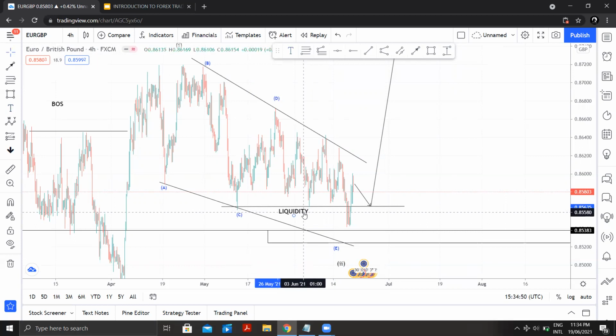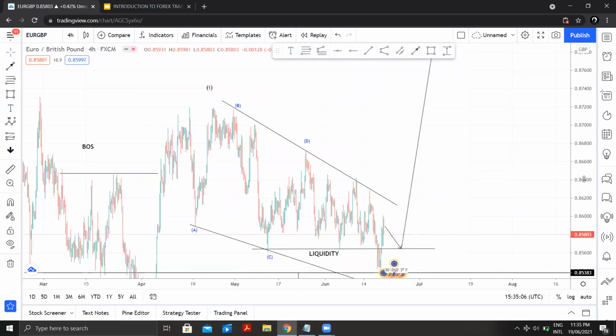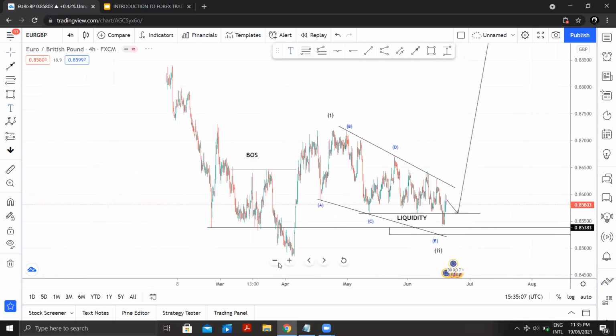We have the liquidity. Can you see this is the liquidity? This is a support, and price came down to clear the stop loss. The stop loss in this area, price came down last week to clear the stop loss, which means that they've cleared all the stop loss and they are ready to move to the upside. The market makers are ready to move to the upside.